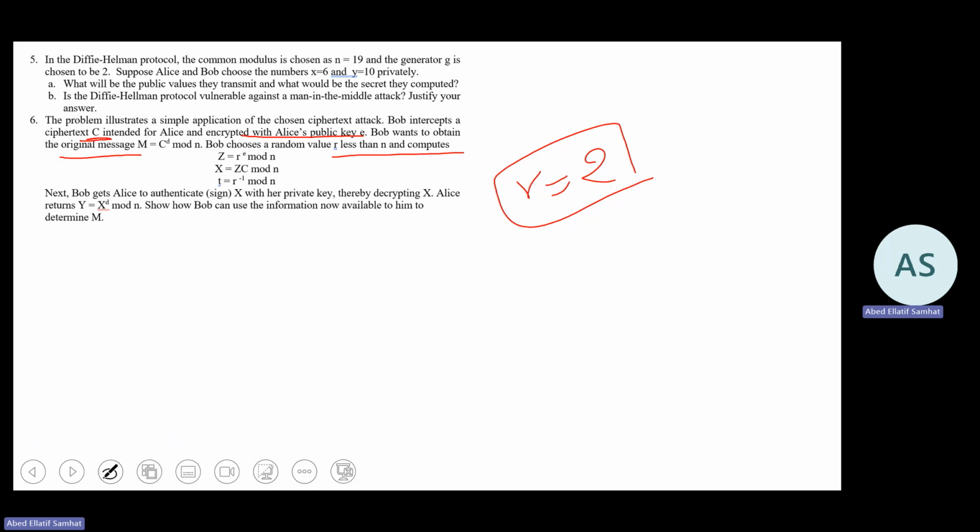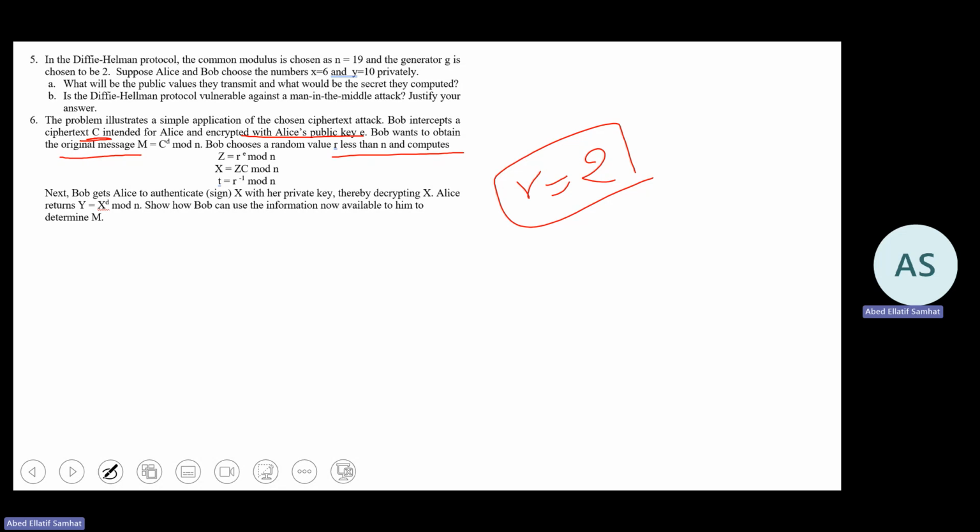Next, Bob gets Alice to sign X. It's a kind of trick, saying 'sign this to verify'. So Alice will sign this X with her private key, which is decrypting X. Alice will return Y, which is equal to X to the power D mod n. So how does Bob use this information to find M? This is what we call the chosen ciphertext attack. It's a well-known attack against RSA.